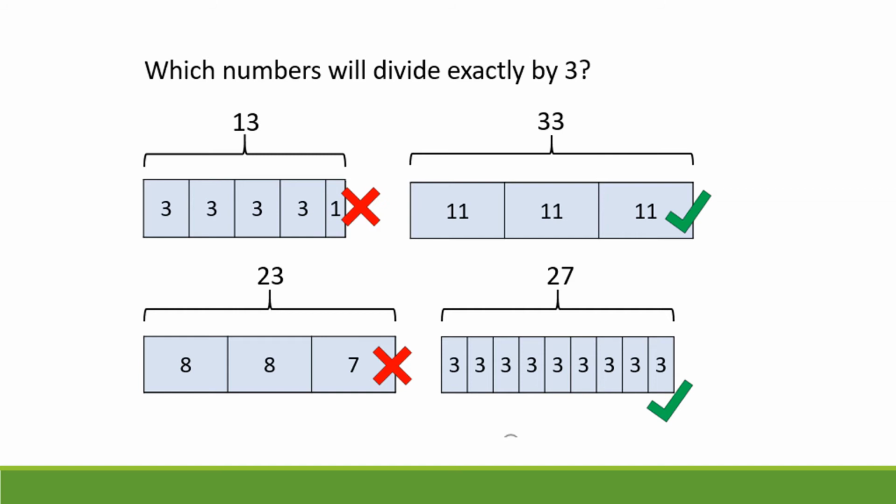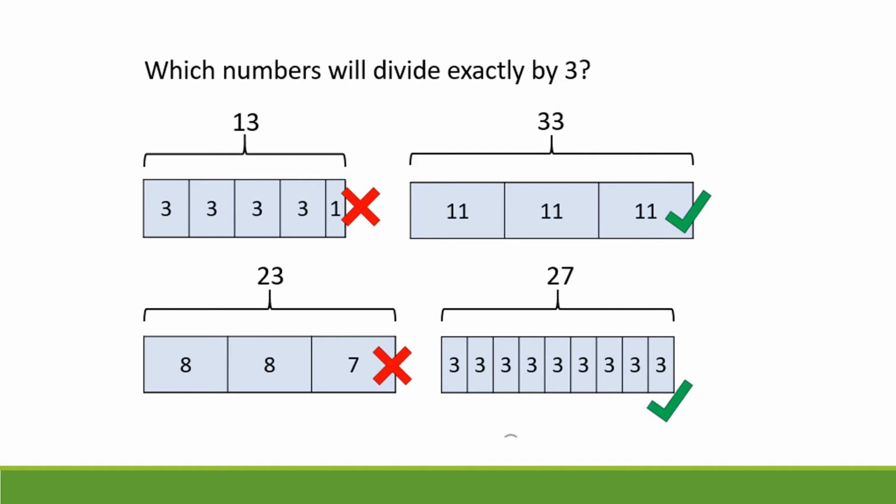Let's look at 33. Let's count on in threes. 3, 6, 9, 12, 15, 18, 21, 24, 27, 30, 33. So yeah, 33 would divide exactly 11 times because 11 times 3 is 33. Let's have a look at the number 23. Let's count in threes again. 3, 6, 9, 12, 15, 18, 21, 24, 27. So 23 does not come in the 3 times tables. So therefore 3 will not divide exactly into 23.